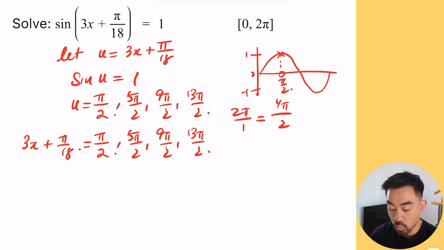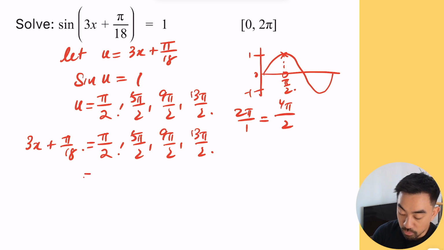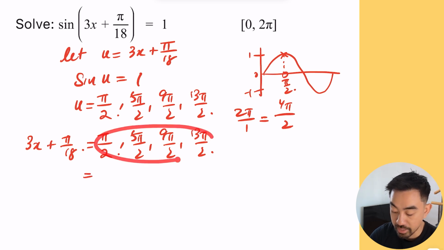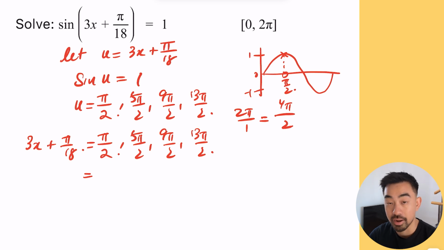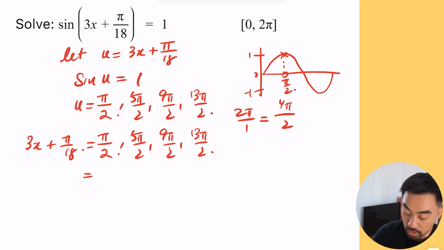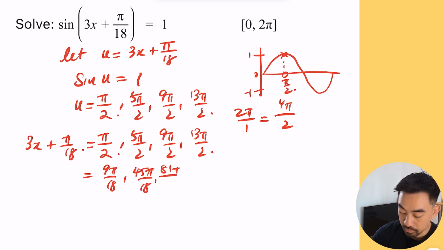Okay, so now we're going to subtract pi on 18 from all those solutions there. So pi on 2, 5 pi on 2, 9 pi on 2, 13 pi on 2. But just to practice, instead of just pumping numbers in the calculator, let's do it by hand, because I can quickly convert all these solutions on the right-hand side to have a denominator of 18, by times top and bottom by 9, okay? So that's going to be 9 pi on 18, 45 pi on 18, 81 pi on 18, and 117 pi on 18.